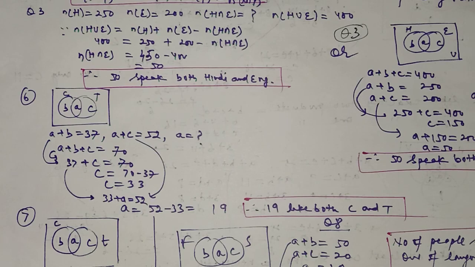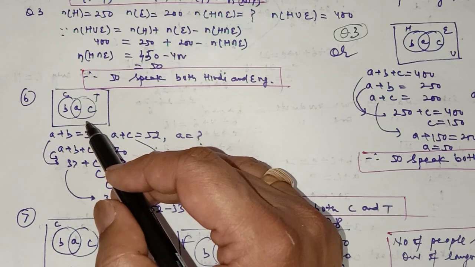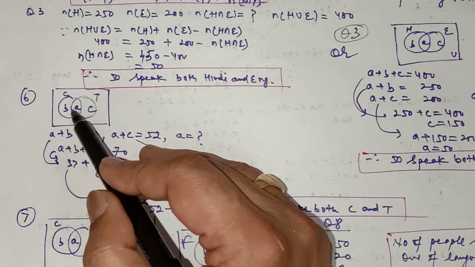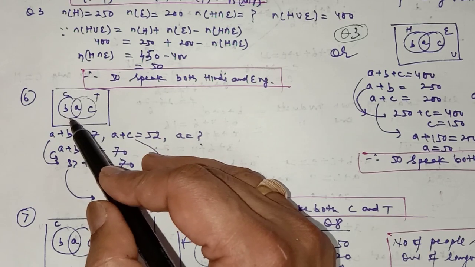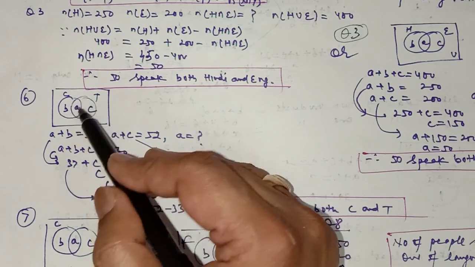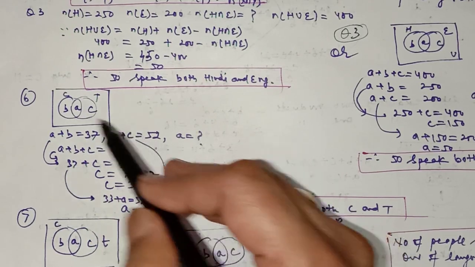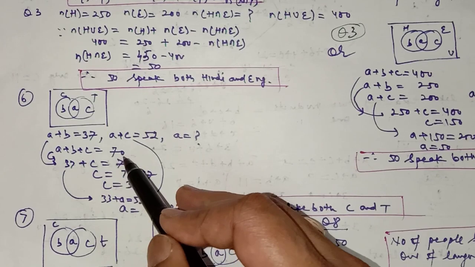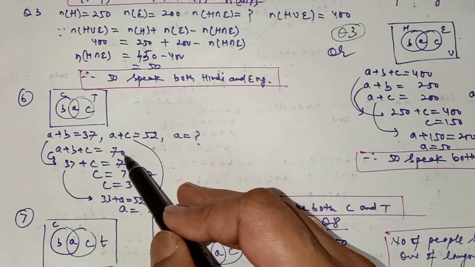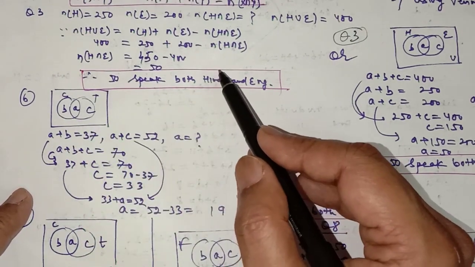In question number 6, it is given that in a group of 70, 37 like coffee. I have taken this as coffee, that is A plus B is given as 37, and 52 like tea. Tea is A plus C, given as 52, and there is a group of 70 people, so A plus B plus C is given as 70. You have to find how many people like both tea and coffee, that is, the value of A, as we have done in question number 3.